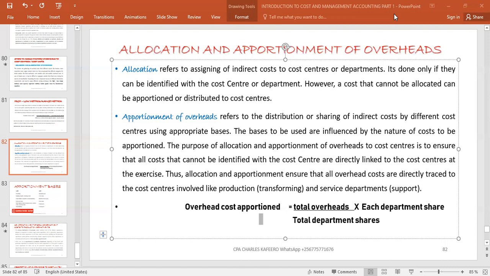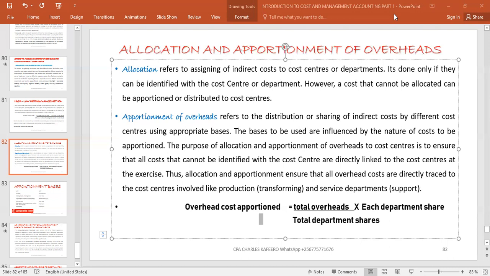So when we are apportioning, the bases to be used are influenced by the nature of costs to be apportioned. When you're talking about the nature of the cost, it means what exactly are we incurring? If it is electricity, then what can help us to trace electricity? Are we tracing it in terms of the units of output, or in terms of the kilowatts? Remember, the unit of measurement of electricity is kilowatts. So if the unit of measurement is kilowatts, the base is going to be kilowatts, not number of units. So that's what we mean by the appropriate base.